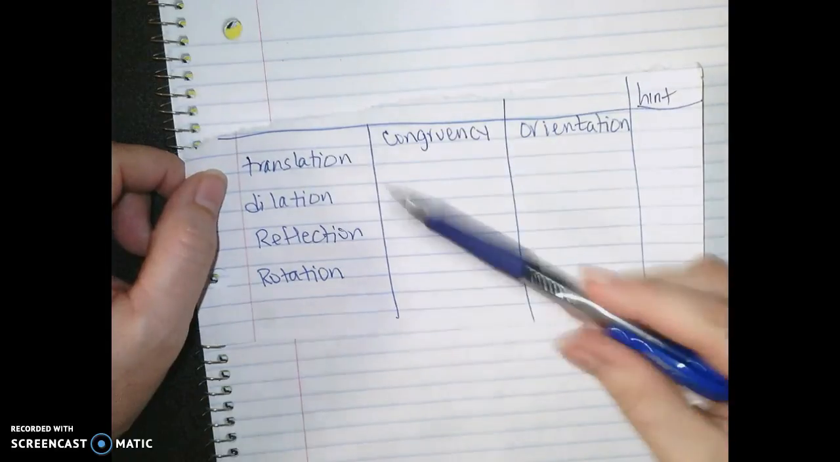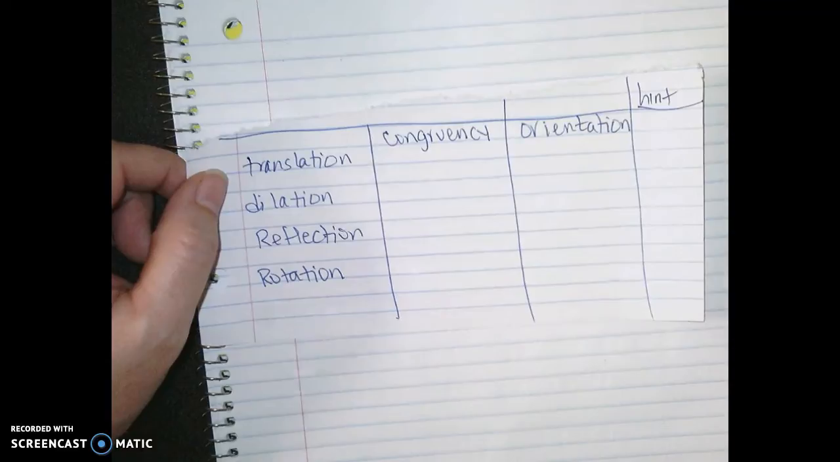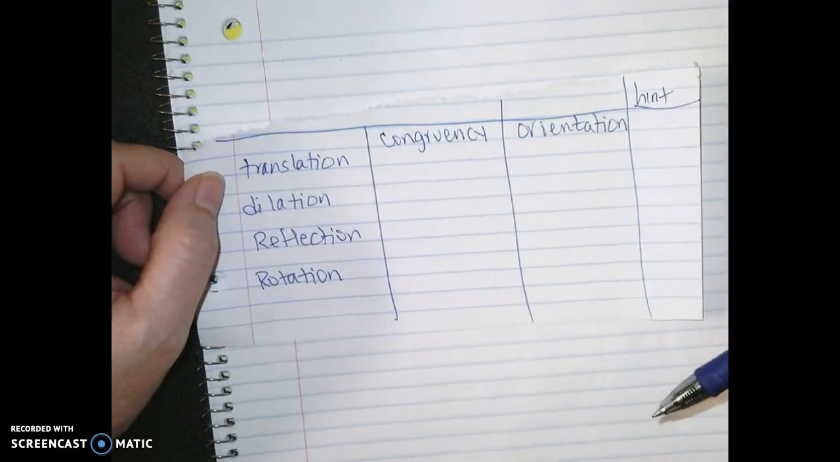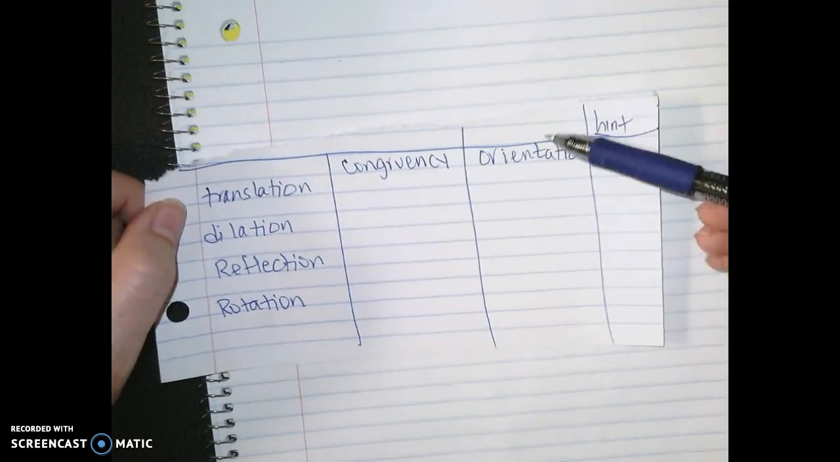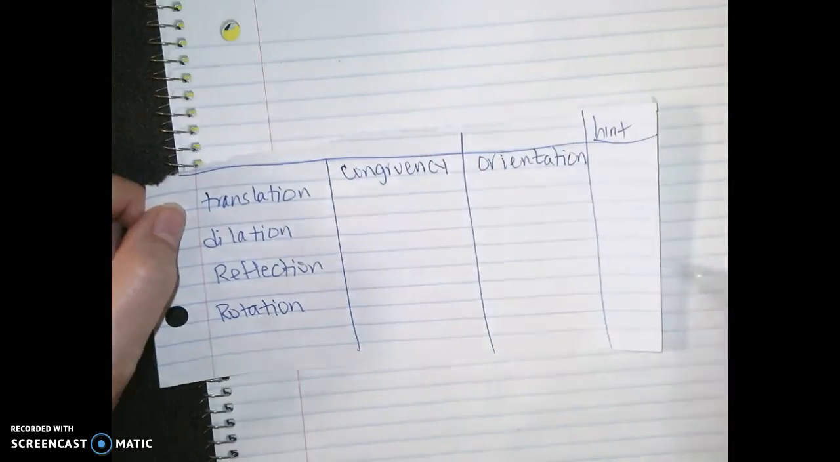Next, I want to discuss congruency and orientation. Now, I listed your 4: translation, dilation, reflection, rotation, and those are all transformations. My question to you is, which one of these preserves congruency? Which one of these preserves orientation? And how do you know? As a hint, think about what these 4 look like in the rule.